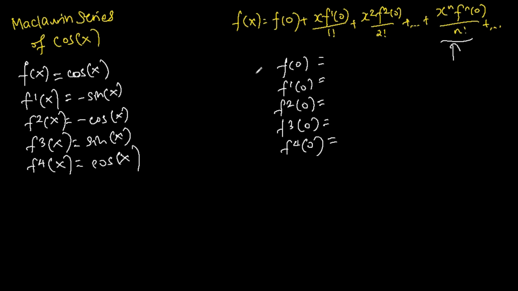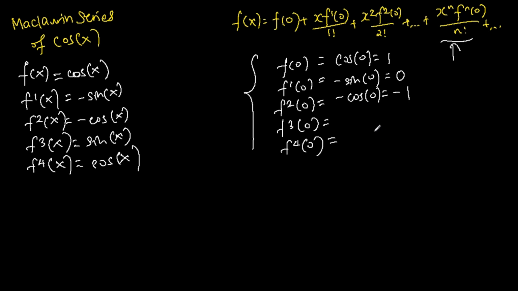Alright, and now once we have found all the differentiated functions, we next find the values at which x is equal to 0. So f(0) is equal to cosine 0, which is 1. f'(0) is equal to negative sine 0, which is 0, because sine 0 is 0, so negative 0 is definitely 0. And f''(0) is negative cosine 0, because cosine 0 is 1, so negative cosine 0 is negative 1. f'''(0) is sine 0, which is just 0. And cosine 0, that's for f⁗(0), so that will be equal to 1.